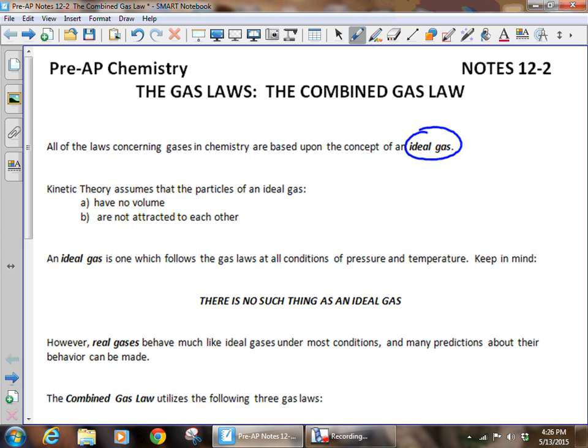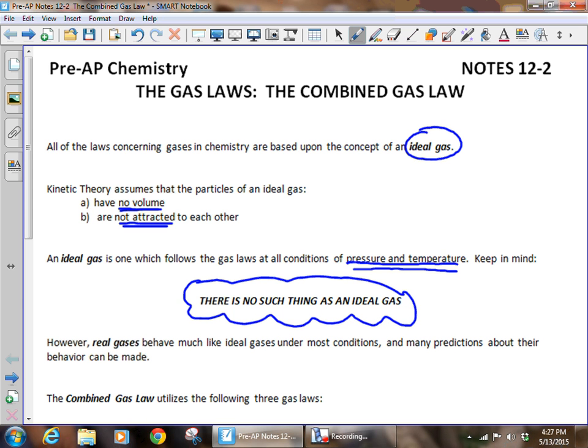Well, the kinetic theory assumes that the particles of an ideal gas, first of all, have no volume, and that those particles are not attracted to each other. And an ideal gas is one that follows the gas laws at all conditions of pressure and temperature. But we've got to keep one thing in mind, and that's that there's no such thing as an ideal gas.